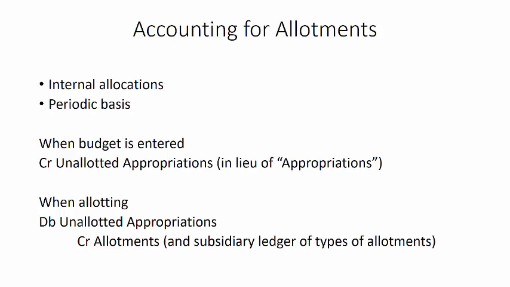And then when we do periodically allot it, we will debit that account, unallotted appropriations, taking some of it, and then credit allotments. And if there are subsidiary ledgers for the types of allotments, then of course those are going to need to get those entries.